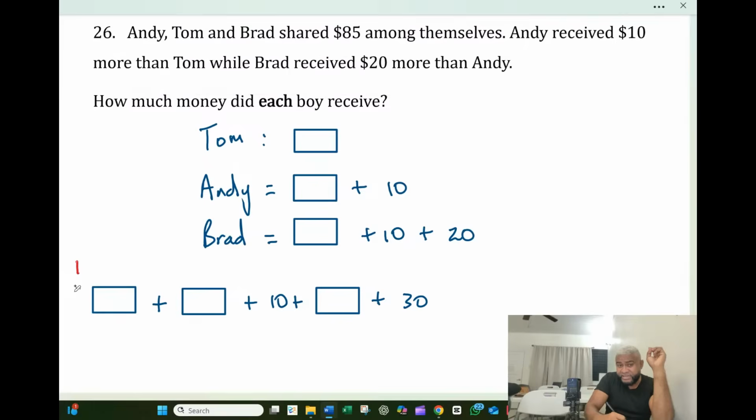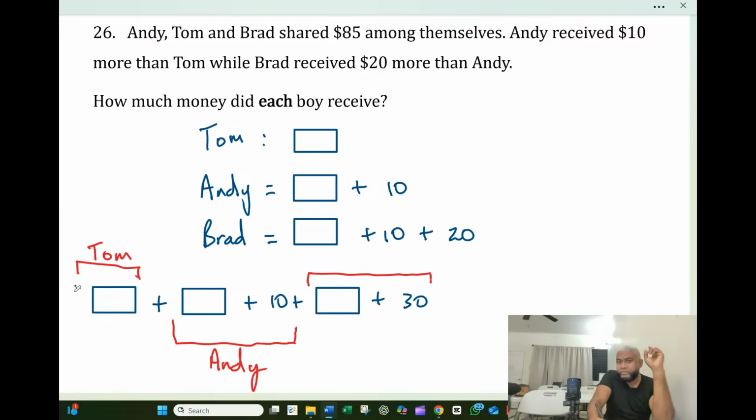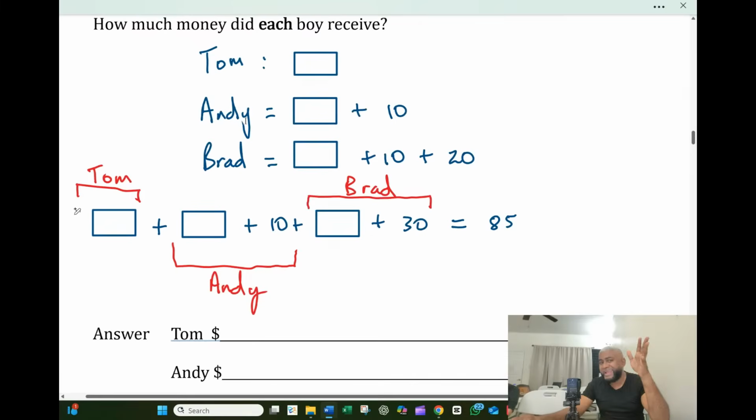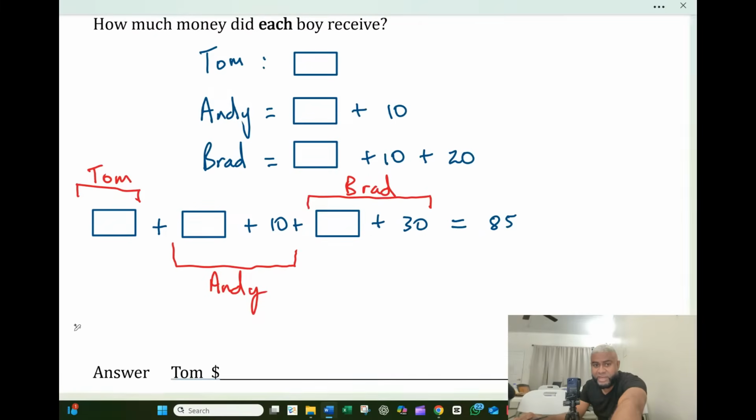Now let's read up the scene. This is Tom. Everybody good there? This is Andy, right? And this would be Big Man Brad, right? And these would be equal to how much? How much money did they get all together? 8,500, right? Good? Now, I can't add the numbers and I can't add the amount of boxes, right?